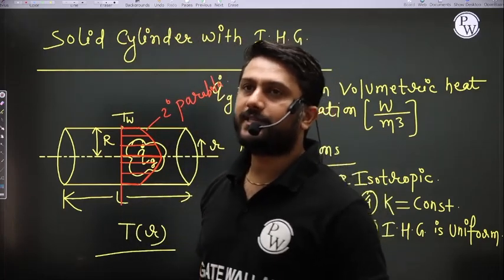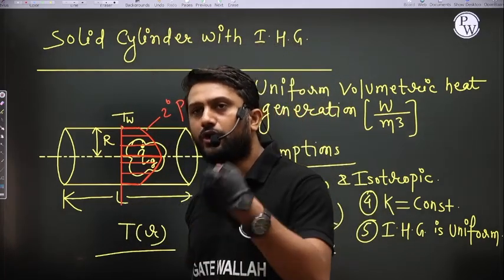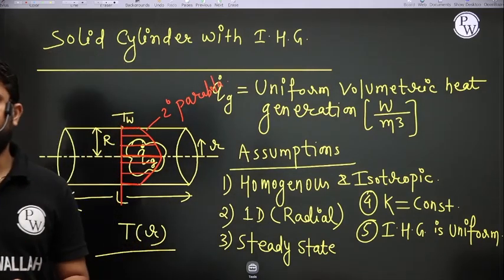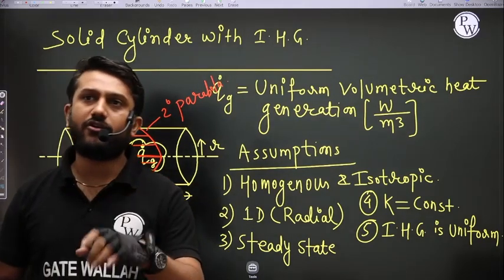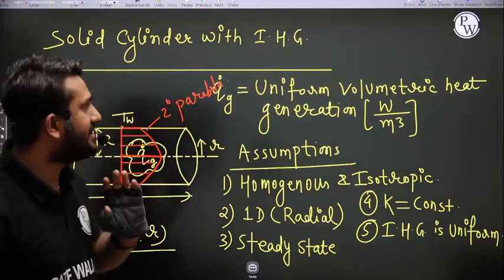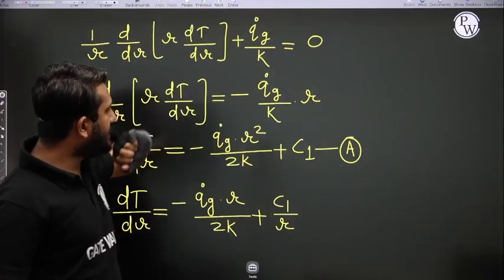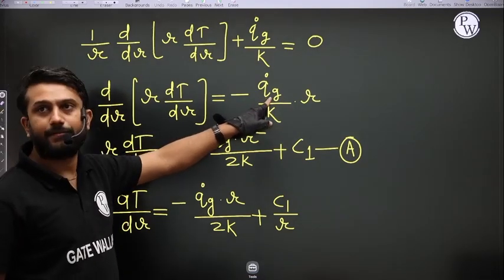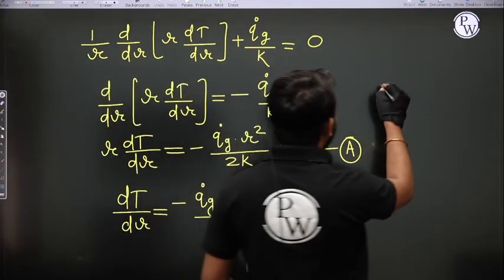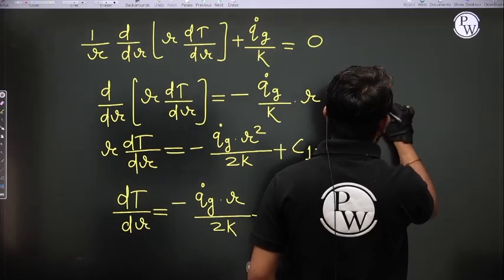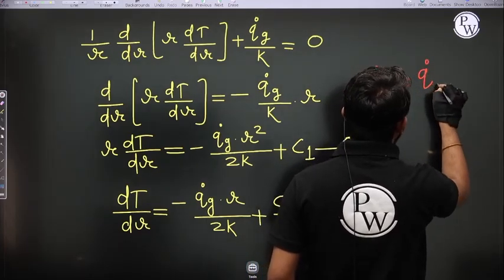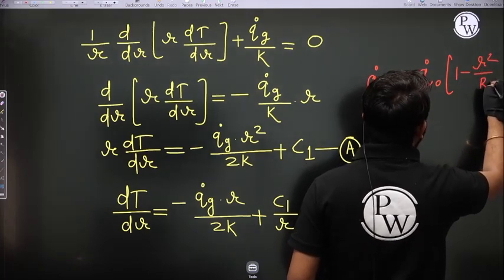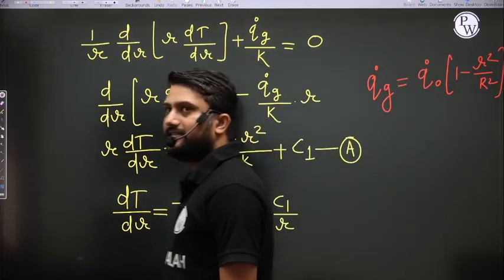Now see, if non-uniform heat generation is there, then where do the changes occur? The changes occur here. Suppose we assume q dot G is given like this: q dot naught times 1 minus small r square by capital R square. If q dot G is given like this, right?